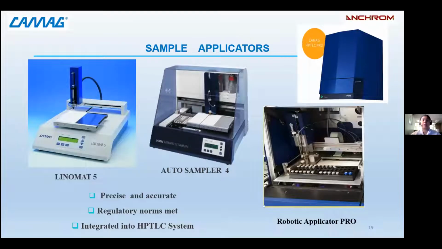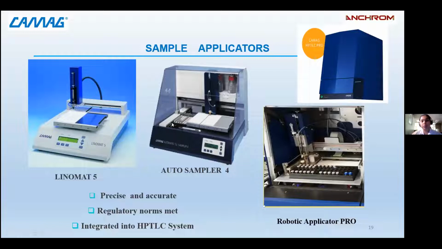That is CAMAG. Then these are the sample applicators which we usually use for application. First is Linomat 5. This is the semi-automated one. Every time you have to remove your syringe, rinse it, then take your sample and keep the syringe again in the turret, and then press enter. So it will apply automatically. Only the rinsing and the filling is manual. So this is the semi-automated Linomat 5.